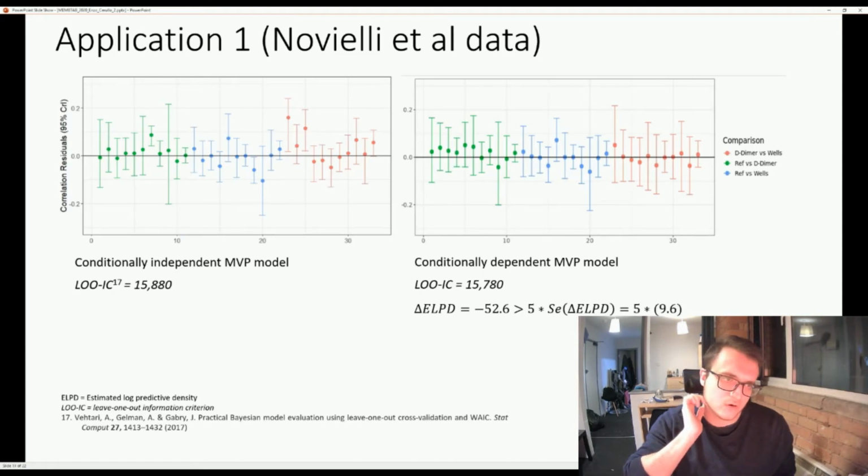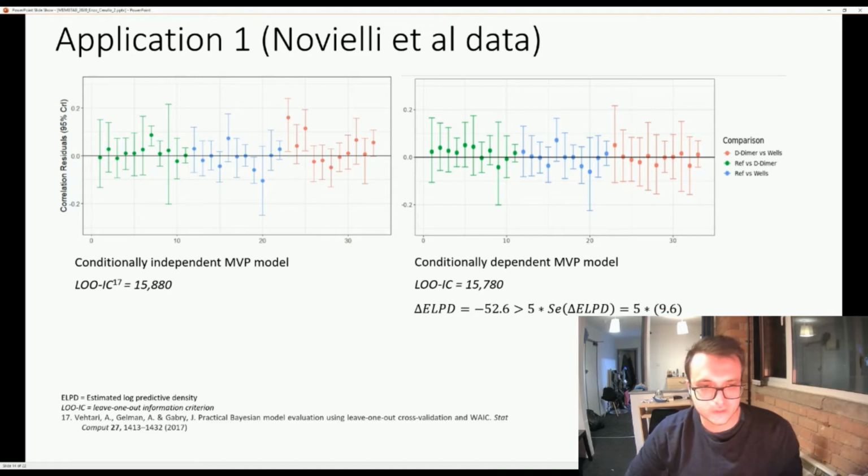So here we plot the correlation residuals for 2 models, the conditional independence model on the left and the conditional dependence model on the right. And we can see from this plot the dependence model improves the residuals, they get closer to 0. And using formal model comparison, the LOO-IC, the leave-one-out information criterion, which is on the same scale as the DIC, for example, or AIC, we can see a 100-point decrease, and it's significant.